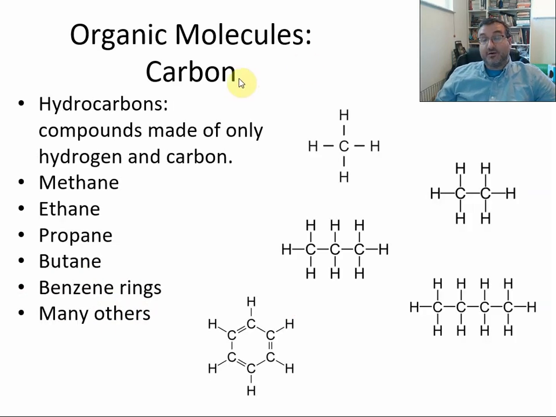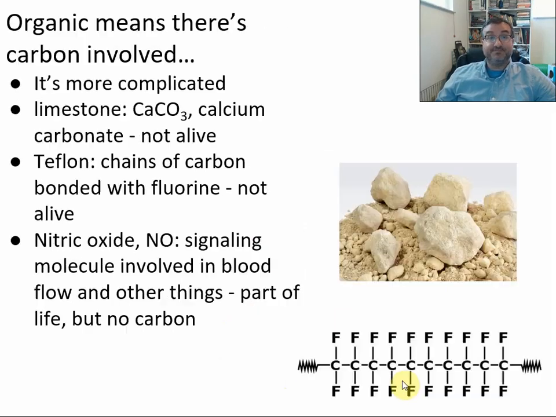Now, beyond carbon, we can talk about hydrocarbons. These are compounds made of only hydrogen and carbon. For example, we see methane, ethane, propane, butane, and benzene rings. These are some small, simple hydrocarbons. And there are many others.